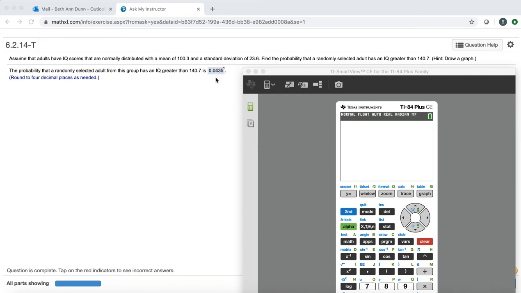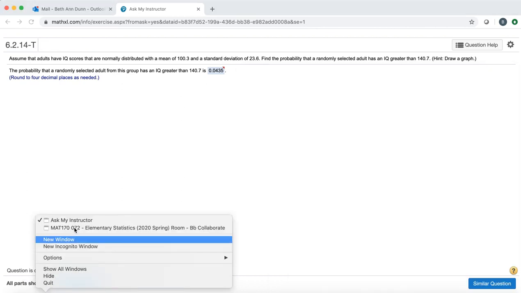Now, before we even get to the math, think about what we're saying. If the mean IQ was 100.3, and we want to know the probability that someone has an IQ greater than 140.7, we expect that probability to be small because 140.7 is way far to the right. Look at the graph. You'll see what I mean by the graph. Okay, so let me show you.